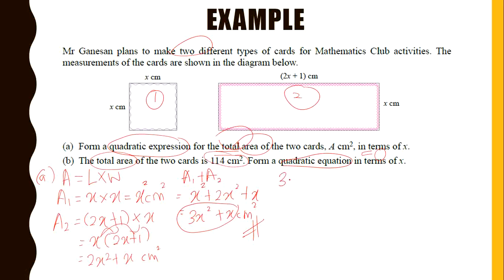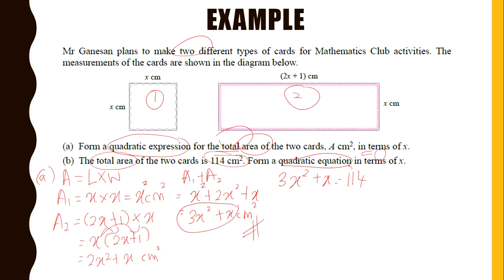Okay, so kita boleh buat 3x square plus x equals to 114. Okay, so kita nak buat quadratic equation. Maksudnya kita kena equalskan dengan 0. Sekarang ni kita equals 114. Okay, so macam mana kita nak jadikan dia equals 0?